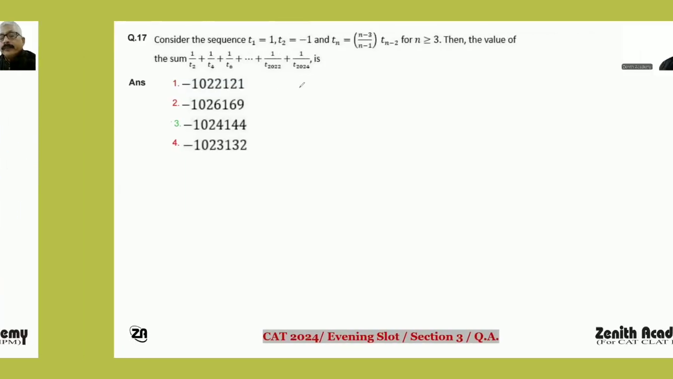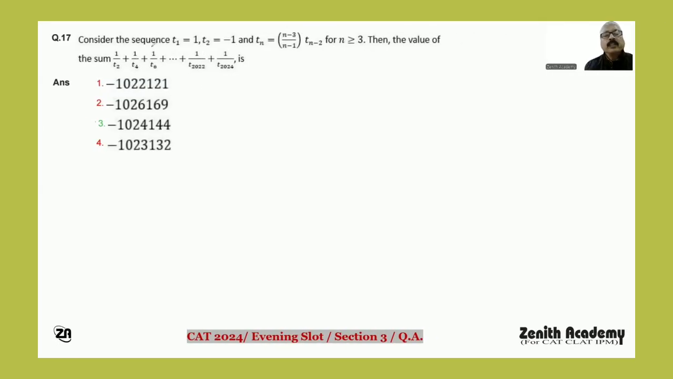Now see question number 70. Consider the sequence T1 is equal to 1, T2 is equal to minus 1, and Tn is (n minus 3) upon (n minus 1) into Tn minus 2 for n greater than or equal to 3. Then the value of 1 upon T2 plus 1 upon T4 plus 1 upon T6 dot dot dot 1 upon T2022 plus 1 upon T2024 is to be found out.